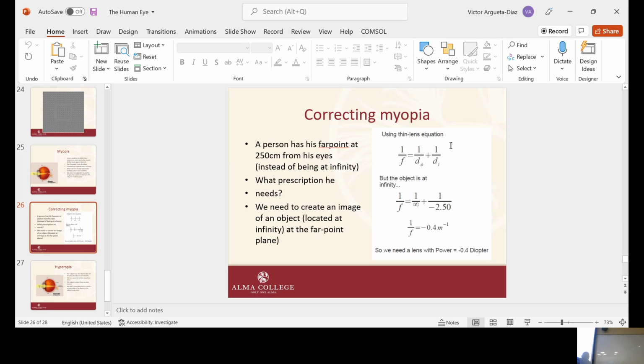So I'm just going to use the thin lens equation. My object is going to be at infinity, and I'm going to create an image that is, I mean, it's not 2 meters, it's like a meter for me. So let's say that's 2.5 meters. That's where my eyes can focus and create a clear image. From here, I'm going to find the inverse of the focal length. Doing this, I get negative 0.4 inverse meters.